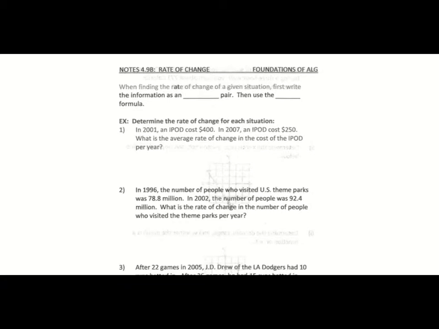So our first piece that we're going to review, when finding a rate of change of any given situation, first write the information as an ordered pair. Remember, an ordered pair is some x comma y value. Then use the slope formula. So that is what we're going to do in our word problems. Find our ordered pairs and then use our slope formula.